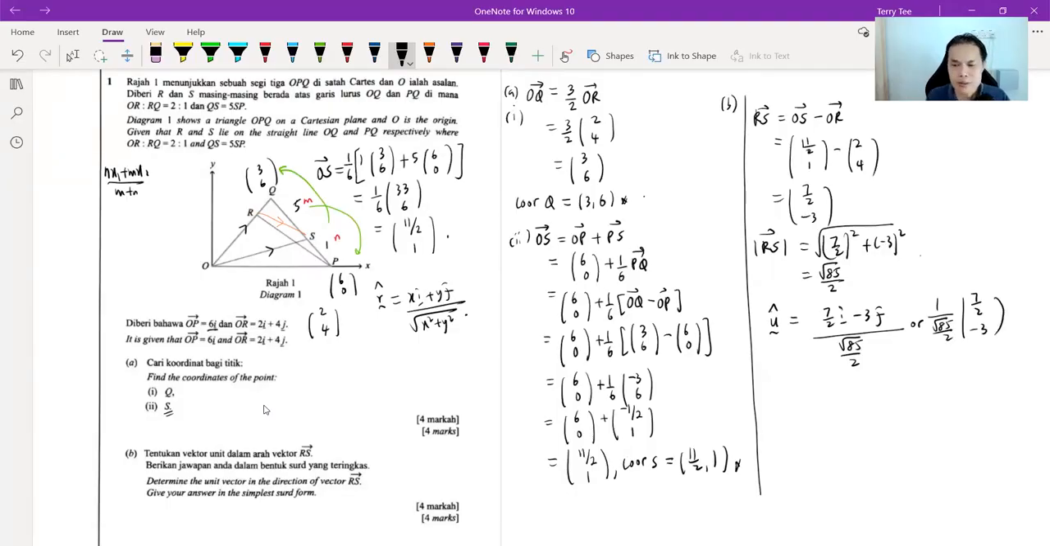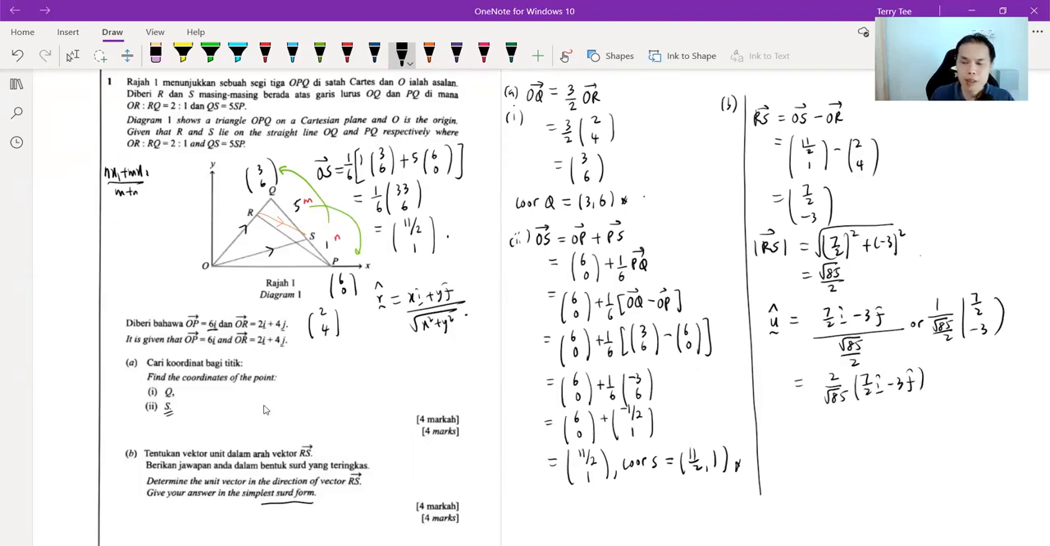Both ways are fine. The problem is that we want to simplify it. The question already says simplest surd form. So we may have to rationalize the denominator. We can flip this upside down. So this is 2 over surd 85 with 7 over 2 i minus 3 j.